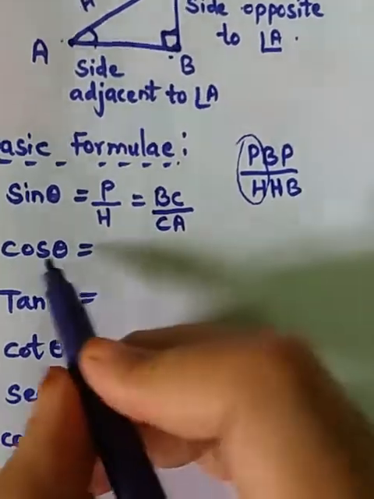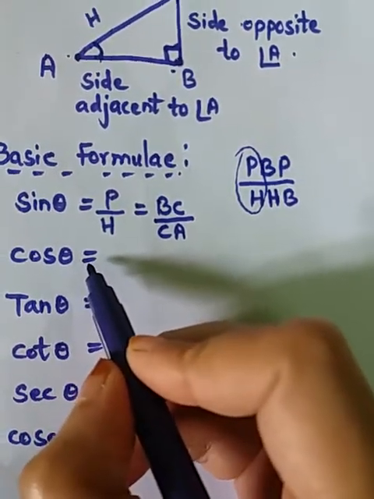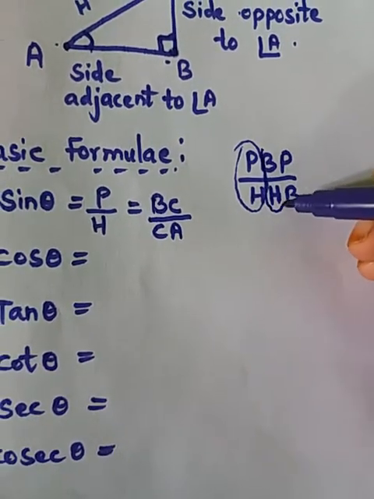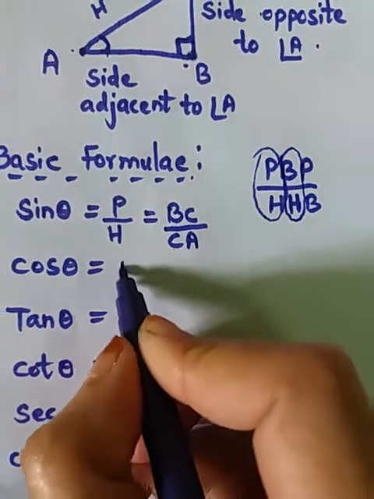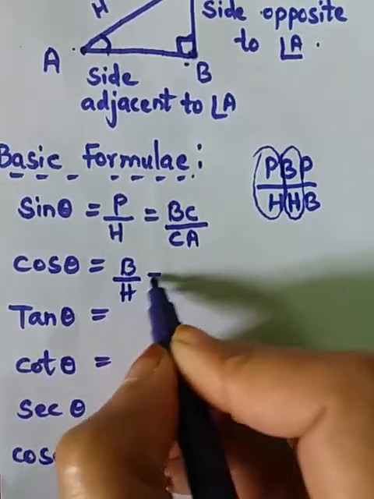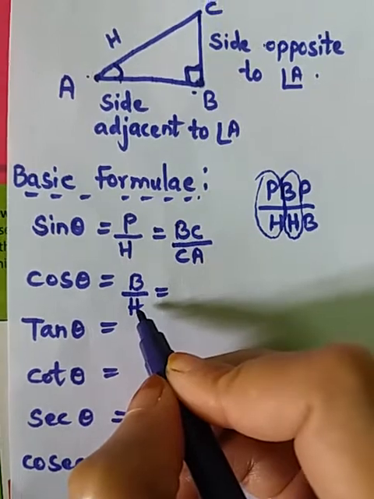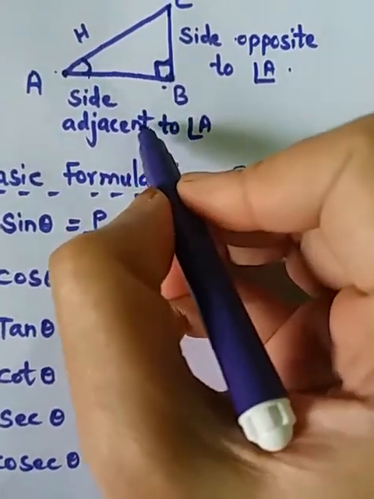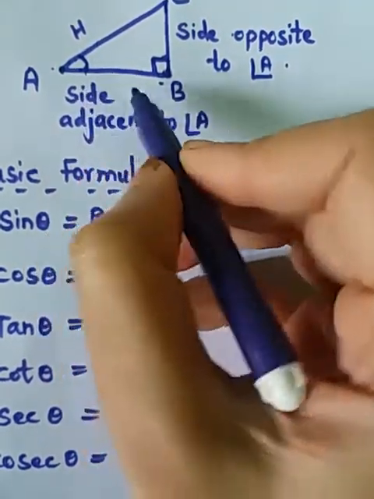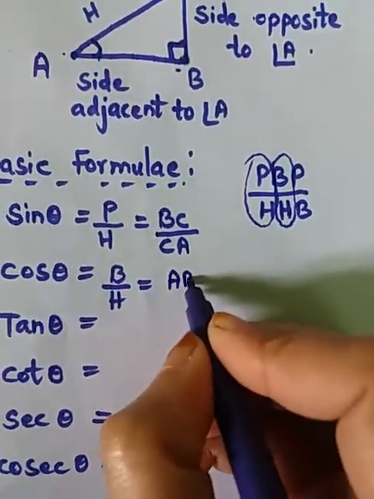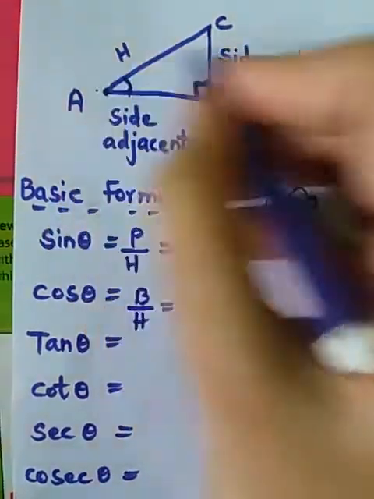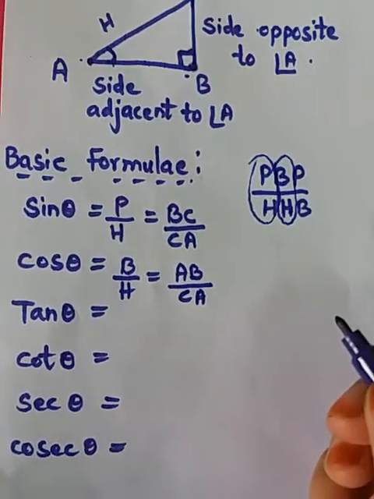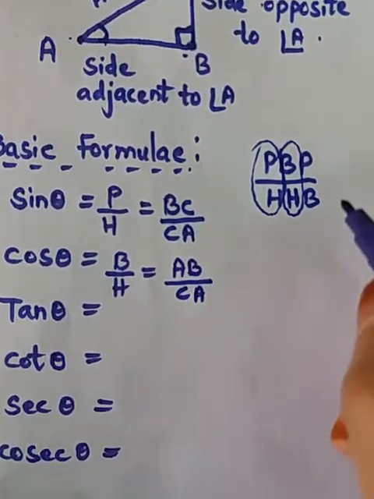Yes. Now cos theta. What is the formula of the cos theta? Now let's take the next one, B upon H. Here B upon H is nothing but base upon hypotenuse. What is the base here? Base is nothing but the adjacent side. Here base is nothing but AB. AB upon CA. Well, that's so simple, right? Isn't it?